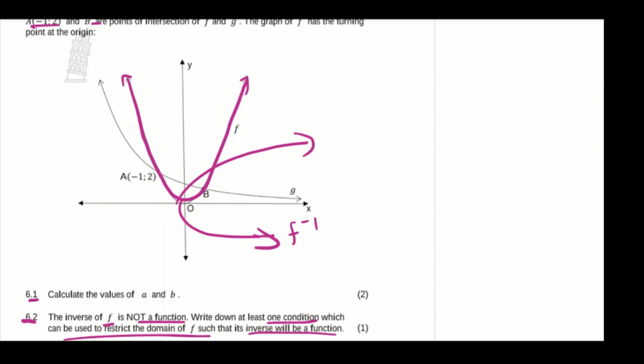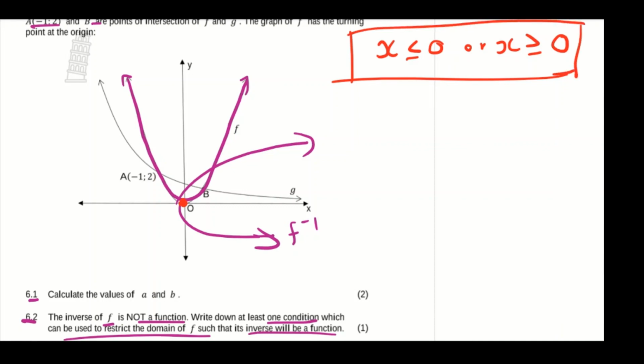How do we restrict the domain? Remember, because it starts at the origin of 0, you're just going to say when x is less than or equals to 0 or x is greater or equals to 0. So those are going to be your restricted domains, right? And we are done with this question here. So let me erase this.